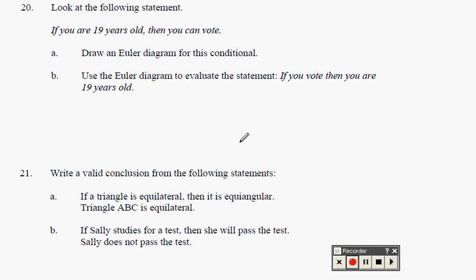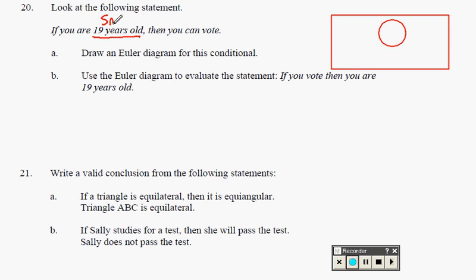All right, here we have another logic problem, which is asking us to write an Euler diagram to represent the statement, if you are 19 years old, then you can vote. An Euler diagram is usually represented by a rectangle and a circle. It is supposed to represent each part of the diagram based on the size of the statement, so to speak. So the group of 19-year-olds in America is much smaller than the people that can vote.